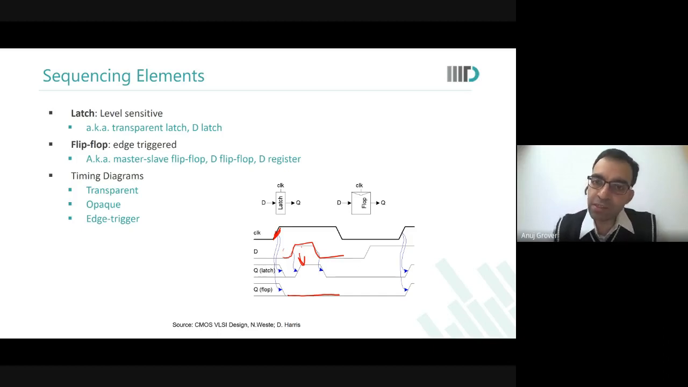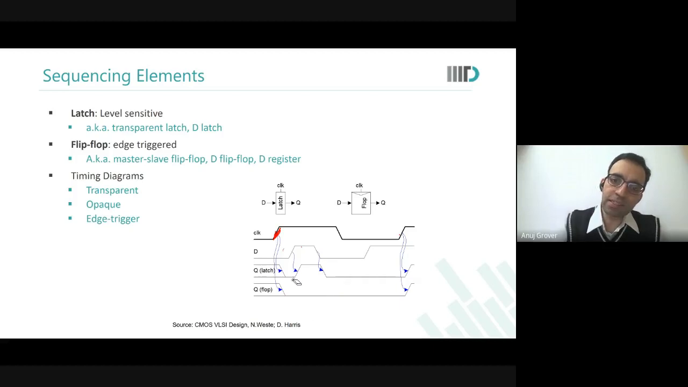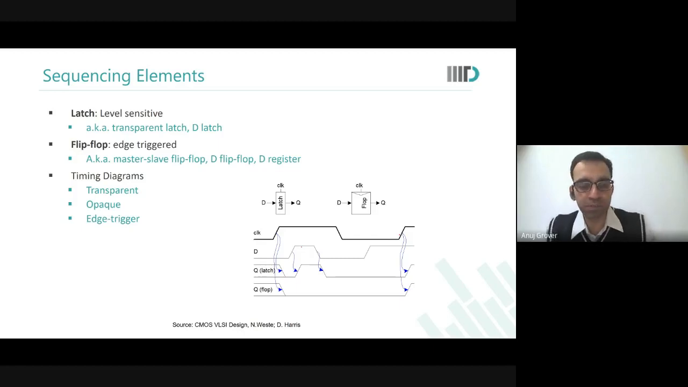On the other hand, this data which has toggled before the clock edge, it will appear simultaneously for both latch and flop at the rising edge of the clock. Is this timing diagram clear? This is essentially what we're talking about as sampling window.